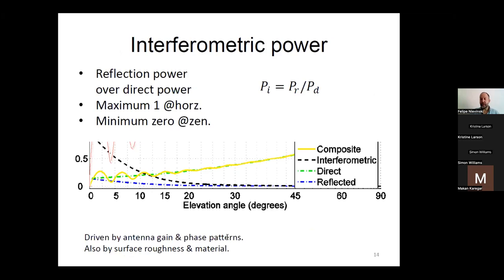This interferometric power tells how weak your reflection is compared to the direct reception, and for a satellite on the horizon at zero elevation angle, the ratio is one. This is in decibels, sorry, meaning the reflected wave is as strong as the direct one because of similar polarization and similar gain applied to it, and also a very strong reflection coefficient for grazing incidence. Intuitively, you have to think that for very low elevation angles, you cannot distinguish between the reflected ray and the direct ray. They are nearly parallel. The reflected is not a lot delayed compared to the direct one. Their polarization is very much alike. So that's why it works so well at low elevation angles.